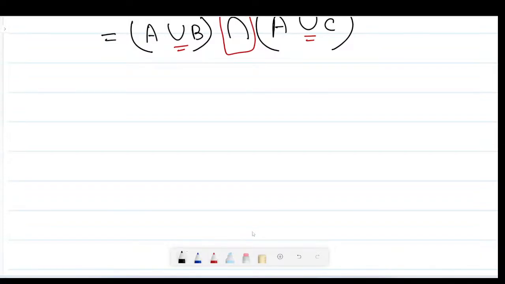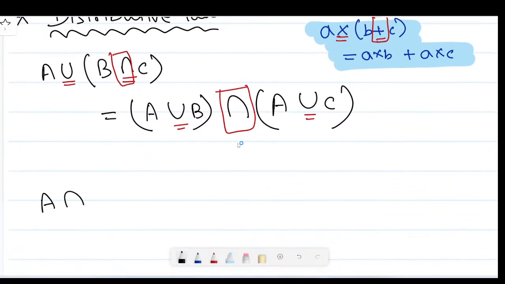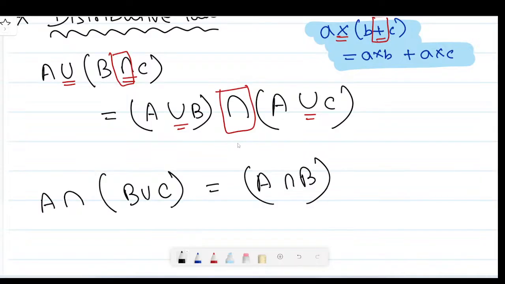Next is A intersection B union C, and that will be A intersection B union A intersection C. Always remember that the external operation behind the set A is always repeated in the same ordering after A as well, like here.